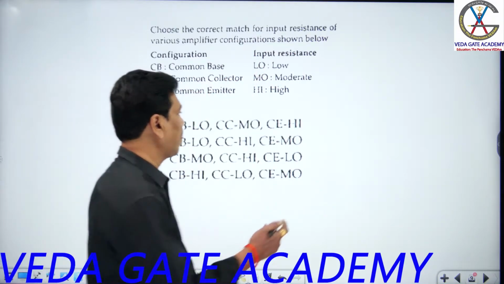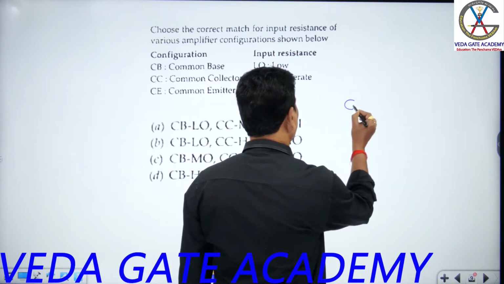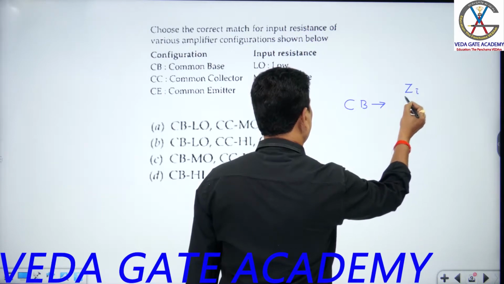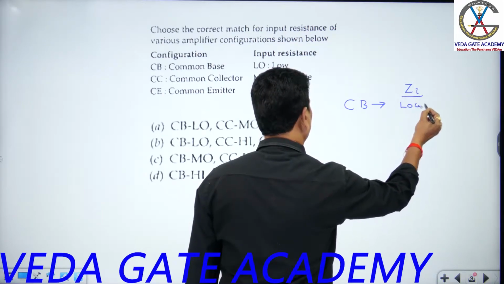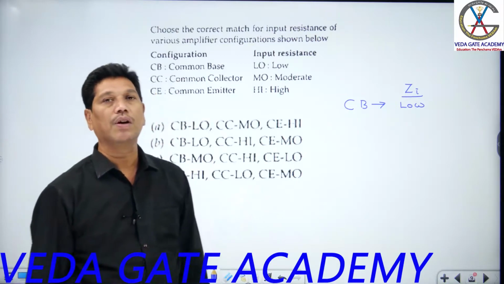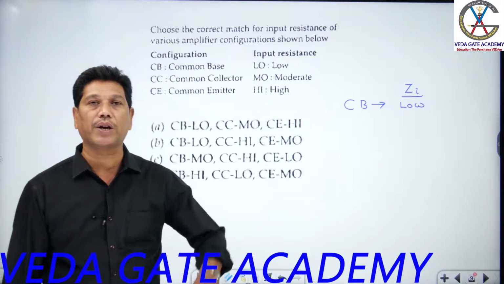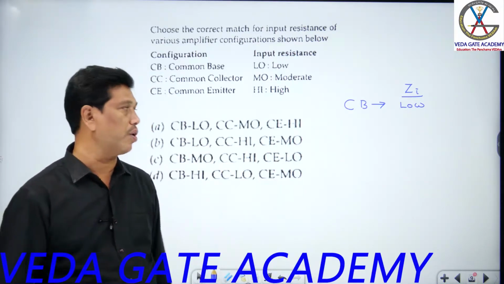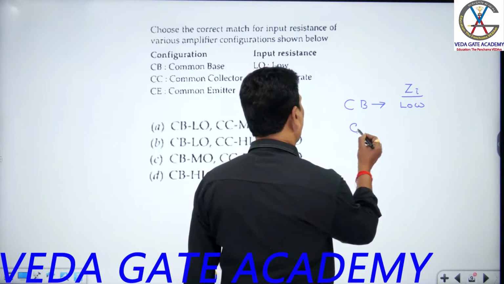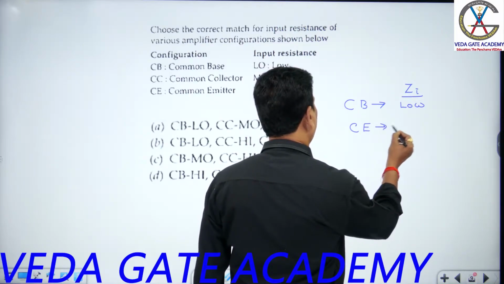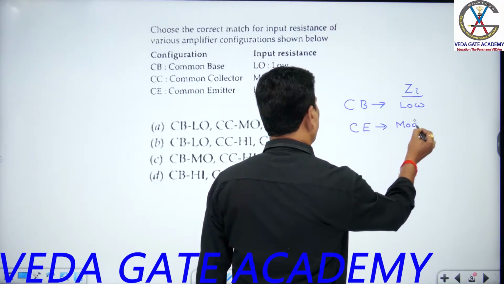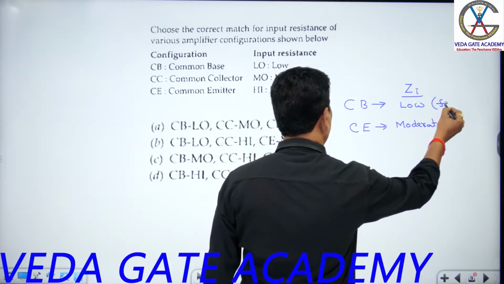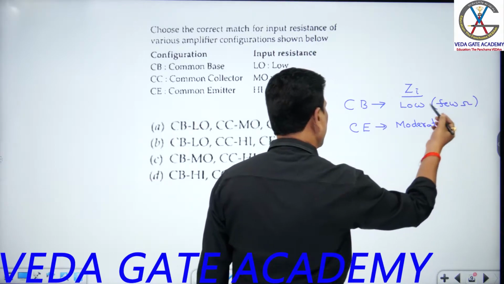First you can come back here. You know that among all the 3 configurations, common base input impedance is low. Among all the 3 configurations, common base circuit has very low input impedance, that I told you, very few ohms, around less than 100 ohms. So CE circuit has moderate input impedance students. So for common base it is order of few ohms, less than 100 ohms practically.